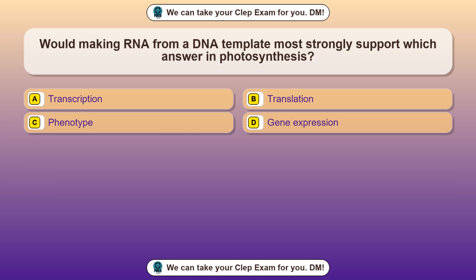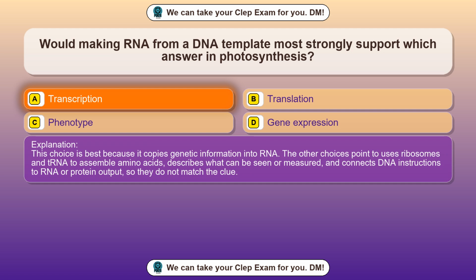Question 81. Would making RNA from a DNA template most strongly support which answer in photosynthesis? Option A, transcription. Option B, translation. Option C, phenotype. Option D, gene expression. The correct answer is option A, transcription.